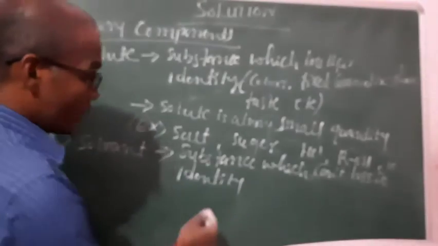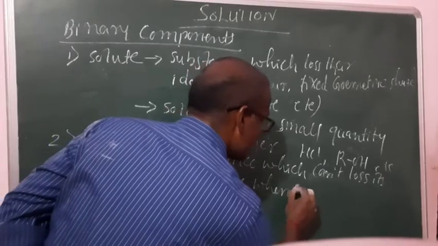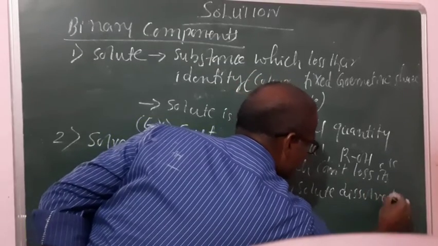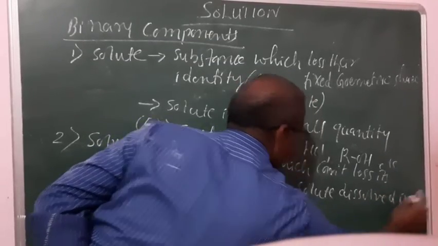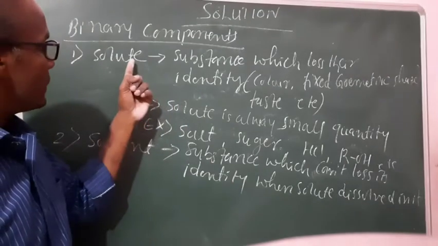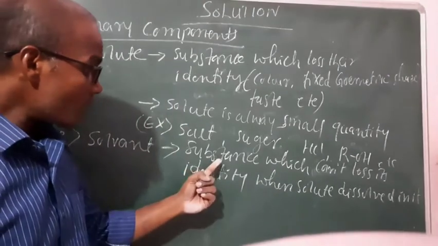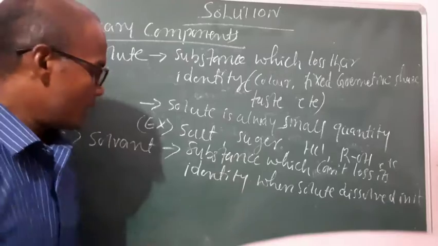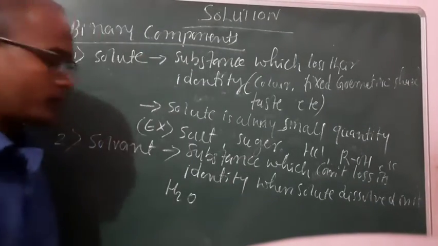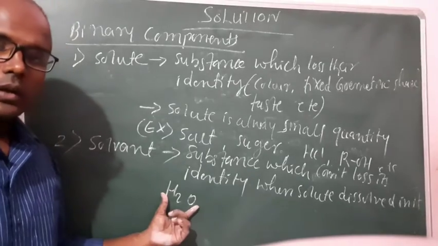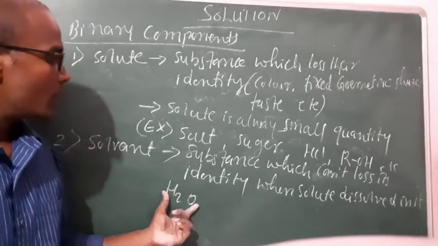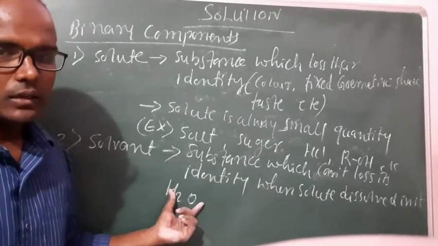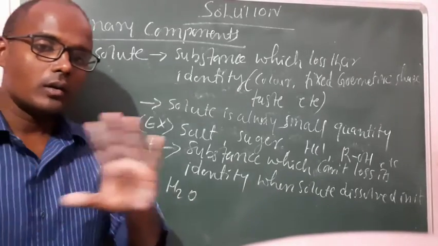Cannot lose its identity when solute dissolved in it. So students, the solute component dissolved in this solvent cannot lose its identity. For example, H2O, in which you may add the sugar crystal or salt crystal or HCl or alcohol or any component. The water particle cannot lose its identity.